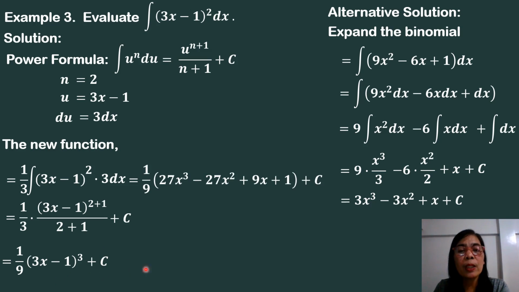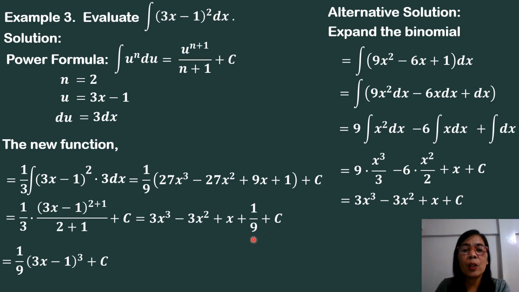If we expand this, we now have 1 over 9. This is the cube of a binomial. That would give us 27x cubed minus 27x squared plus 9x plus c. Simplifying further, we now have 3x cubed minus 3x squared plus x plus 1 over 9 plus c. So as we compare these two, notice that they just differ by this constant factor.